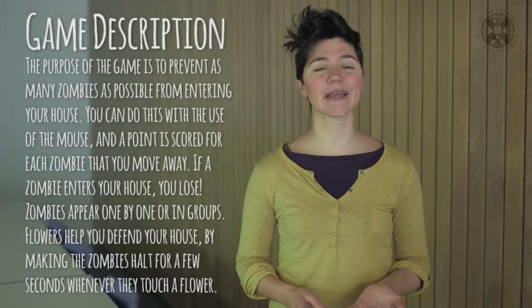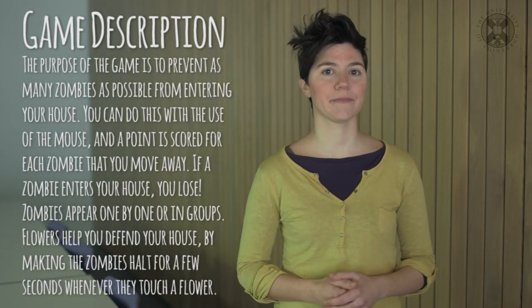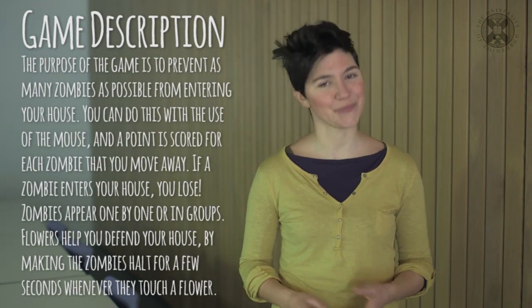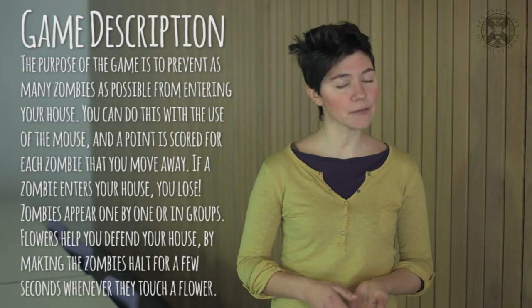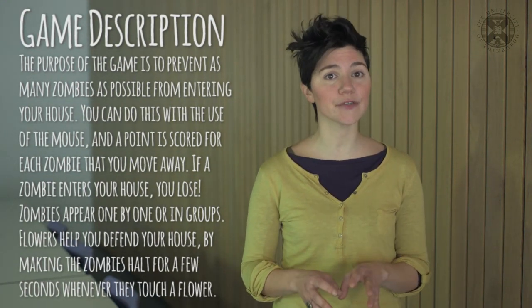So our game could be defined like this. The purpose of the game is to prevent as many zombies as possible from entering your house. You can do this with the use of the mouse, and a point is scored for each zombie that you make move away. If a zombie enters your house, you lose. Zombies appear one by one or in groups. Flowers help you defend your house by making the zombies halt for a few seconds whenever they touch a flower. Keep in mind that if instead of zombies you prefer robots, cars, balls or some other character, all you need to do is change the costumes that you use, so you can create the game that you want.